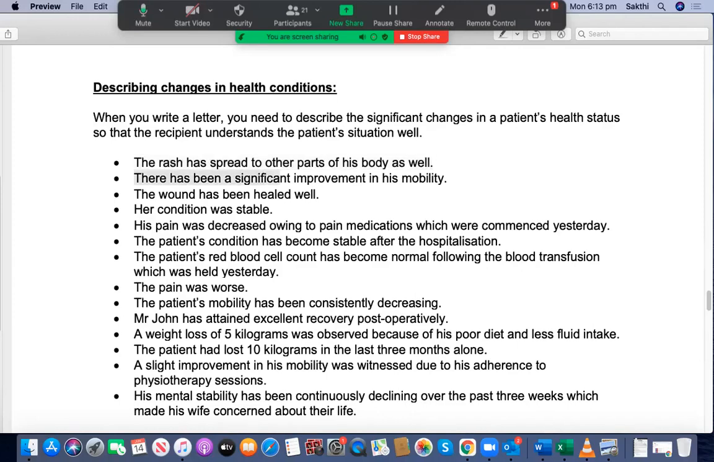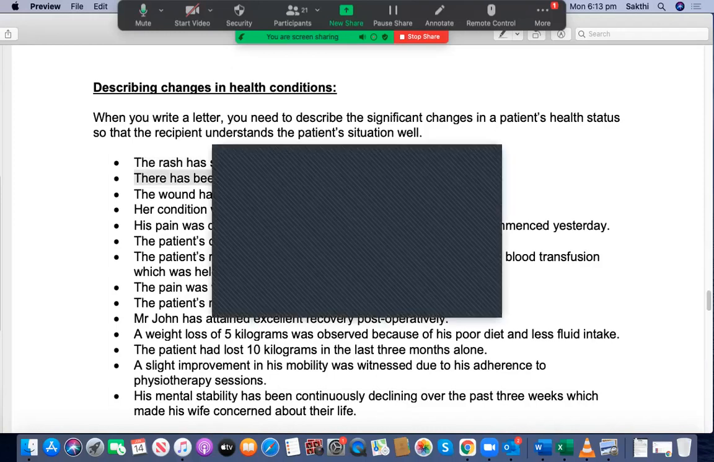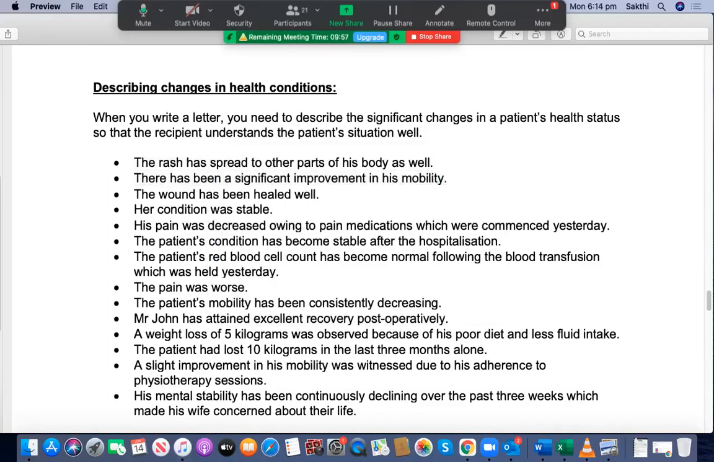There has been a significant improvement in his mobility. So do not simply say he is now able to walk very well. Instead of that, you can use these kinds of phrases and sentences as well. And look at this one. The wound has healed well. Her condition was stable. His pain was decreased owing to pain medications. Okay, it's owing to, because of or due to, which were commenced yesterday. Okay, good. So I have just added this in order to make it a complex sentence. Up to this, it is a simple sentence only. His pain was decreased owing to pain medication. That is only a simple sentence.